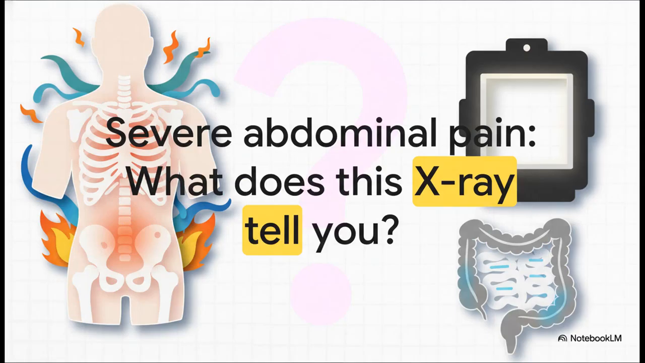Okay, let's not waste any time. We'll jump straight in with a case. So imagine this. A patient comes into your casualty department. They've got severe colicky abdominal pain, and they're vomiting. You get an abdominal film, and this is what you see. Just take a second. What's going through your mind? What's the first thing that catches your eye?